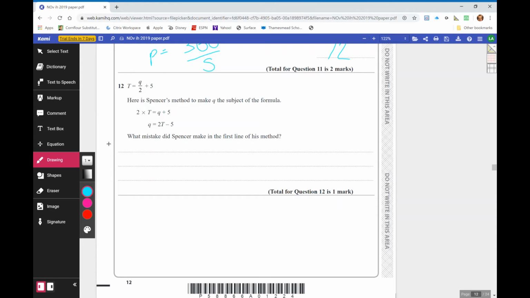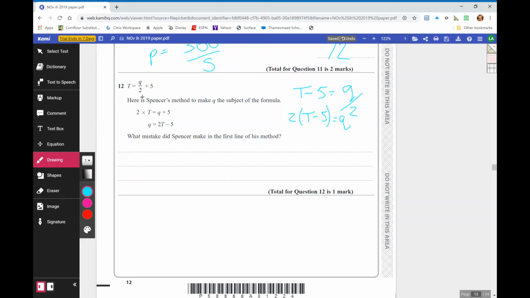So T equals Q over 2 plus 5. Because this Q divided by 2 is nothing to do with this plus 5, you have to get rid of that plus 5 first. So you'd be minusing 5, so T minus 5 equals Q over 2, and then you'll be timesing this by 2, so 2 times T minus 5 equals Q. So you can see straight away what's happened. He's actually timesed by 2 first, and you can't really do that. And if you do times by 2, you'd have to times the 5 by 2 as well.